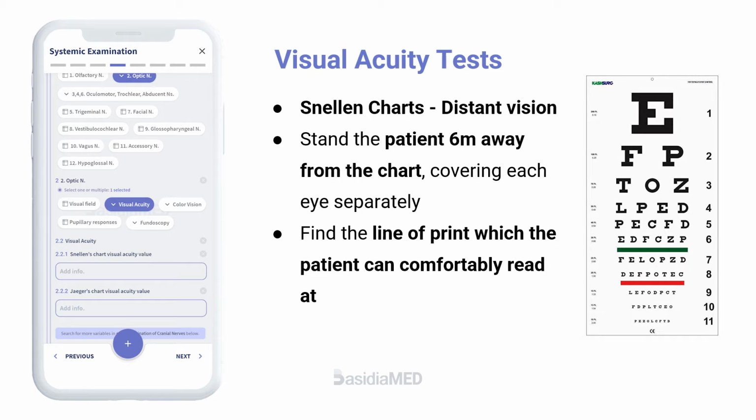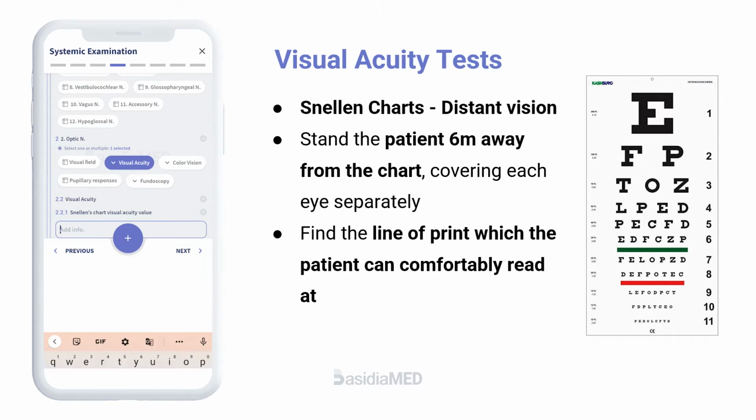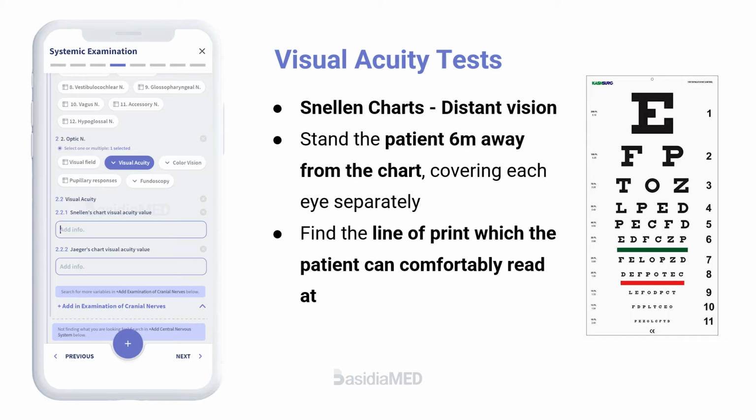Visual acuity for distant vision is measured using Snellen charts. Stand the patient 6 meters away from the chart, covering each eye separately. Find the line of print which the patient can comfortably read.